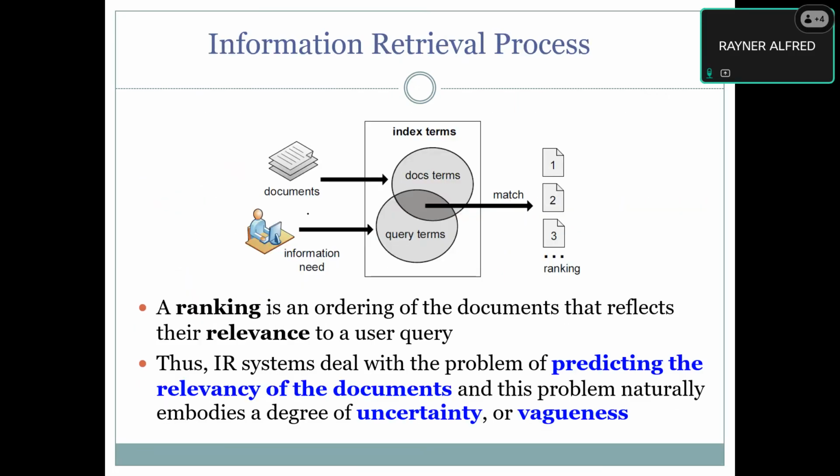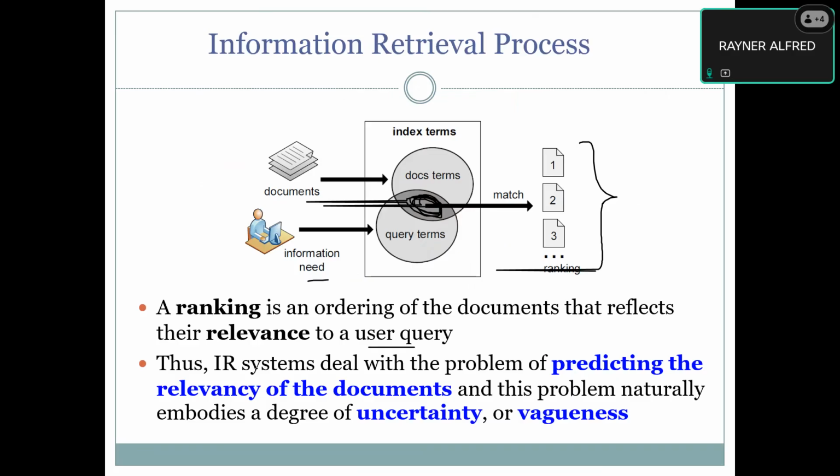So for example, this is the document that we have, and this is your query. What happens is that they want to retrieve the document based on the similarity of the index term here. Then we pull out this document and perform the ranking. The ranking is just an ordering of the documents that reflects their degree of relevance with respect to the user query. So basically, it depends on the content of the document.